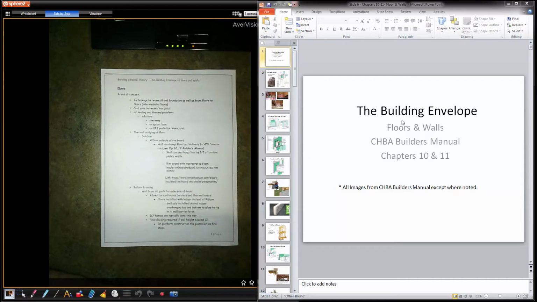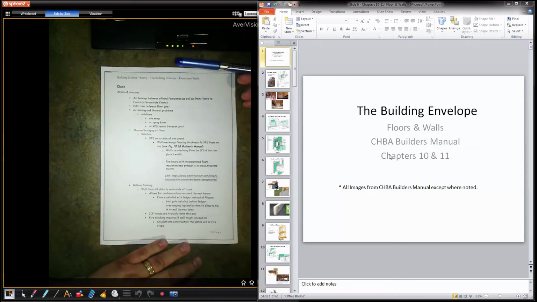So the building envelope, chapters 10 and 11 in the book. You should be reading through those chapters as well, making sure you're not missing any content there. I'm just going to highlight some of it through the notes and the PowerPoints. So we'll get going here. Here's your note package, which you should print off.